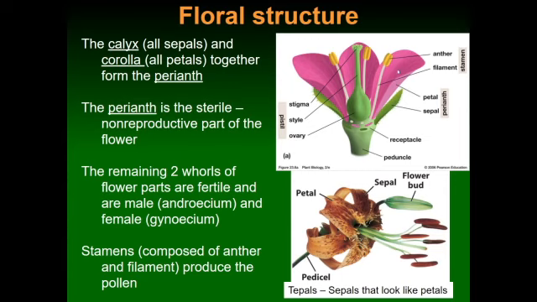Then we've got the petals on the inside. So we're going from the outside to the inside. So we've got the petals, which are usually brightly colored, although not always. Some plants don't actually have petals at all. So collectively, all of the petals, that's what we call the corolla. So all of the petals is the corolla. Then the calyx and the corolla together, we call the perianth.